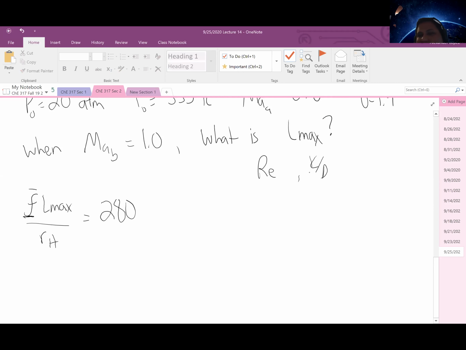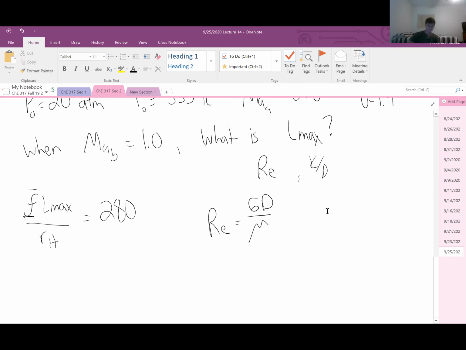So we need to know something about G D over mu, correct? And so we're going to need a diameter. So what do we want the diameter of this pipe to be? I'll let you guys pick, make it a choose your own adventure. 0.1 meters. You said 0.1 meters? Yes. All right, I got somebody that wants the meters.